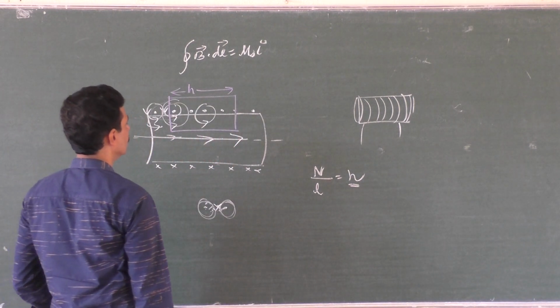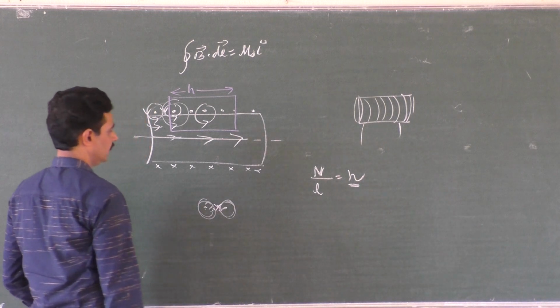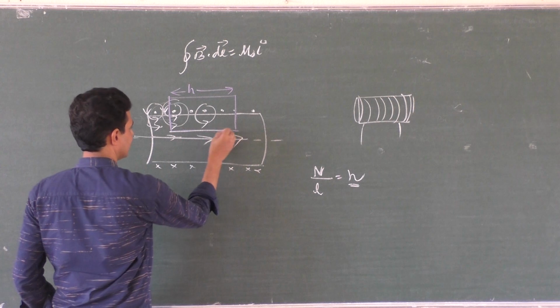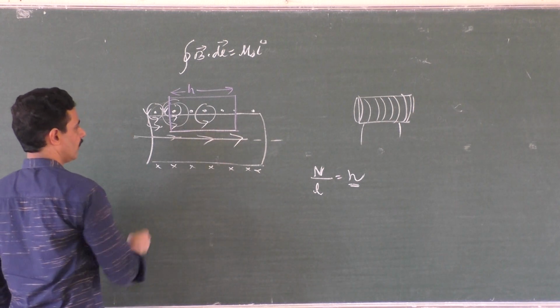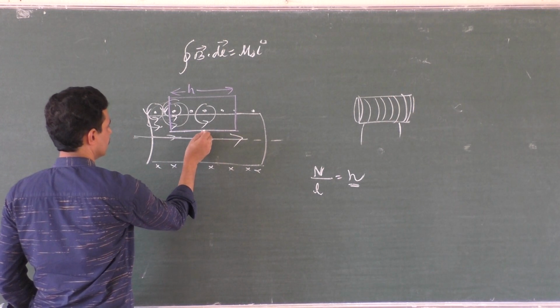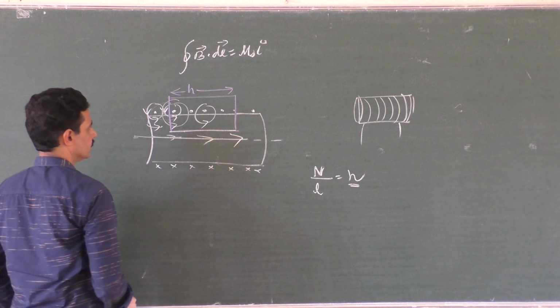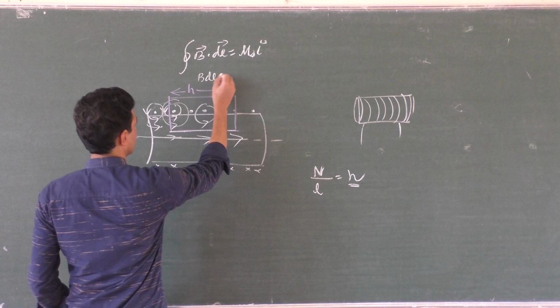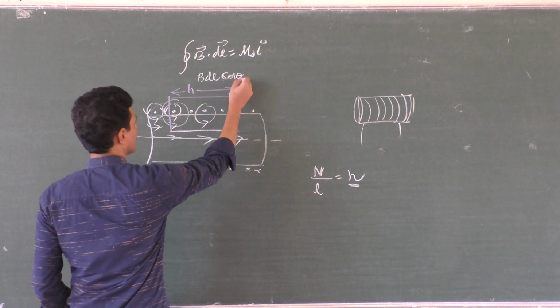So now we have to apply the Amperian loop, Ampere's circuital law. Start from here, move like this. Now what happens is, you are moving along the magnetic field, correct? In the direction of the magnetic field. So closed integral of B dot dl, B dl cos theta. We get cos theta, cos 0. Cos 0 is 1.